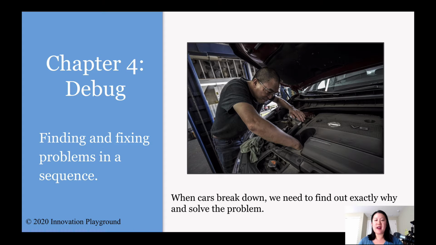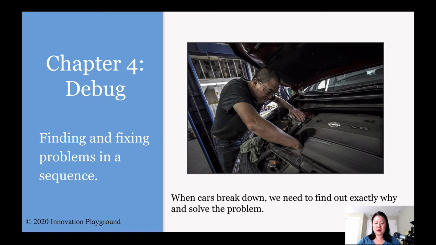Similarly, when a car breaks down, we need to figure out what is wrong, right? There's many reasons why. Is it because it's a flat tire? Maybe we ran out of gas? Maybe the engine is overheating? Which one is it? Once we figure out the problem, then we know how to fix it. And that's what we're going to do today in Chapter 4.